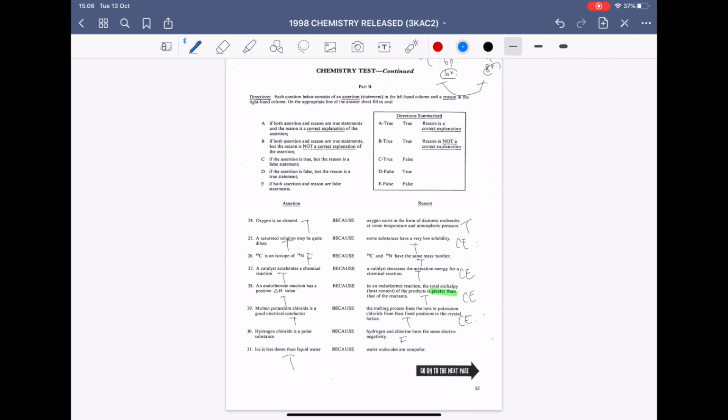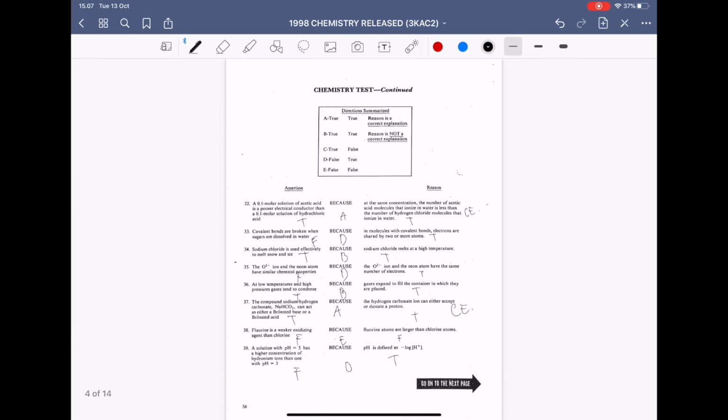understand it easily. Now, ice is less dense than liquid water because water molecules are non-polar. That's false. We know that water molecules are polar because oxygen is much more electronegative than hydrogen, therefore the electrons are pulled toward the oxygen. So it's definitely polar, so that's false. Let's move on to the next section.